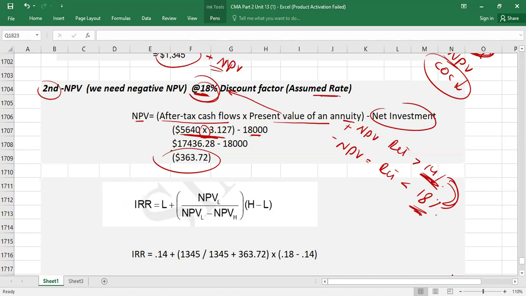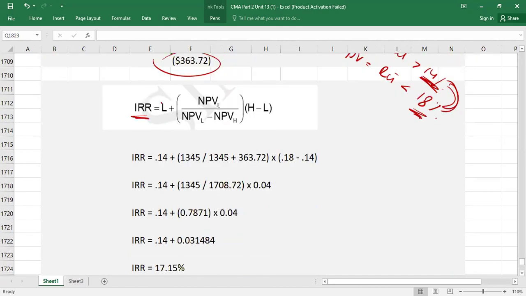So we will apply the formula. So what is the IRR formula? Please remember here. We'll take first the lower cost of capital, which is 0.14, because there are two costs of capital we have used, right? 14 and 18. So L stands for lower cost of capital, which is 14%. Then NPV at lower cost of capital. NPV at lower cost of capital is how much? 1345. Divided by NPV at lower cost of capital, which is 1345, and minus in the formula, minus we have to take now NPV at higher cost of capital. At higher cost of capital, NPV is negative, right? So that negative and the negative in the formula will become positive now.